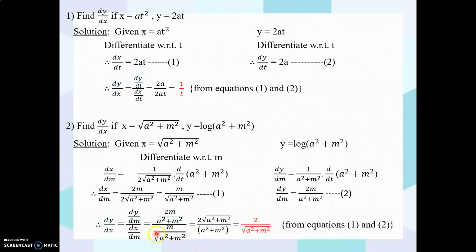Now dy upon dx is equal to dy upon dm upon dx upon dm, substituting both the values, and m cancel in the numerator. So 2 into root of a square plus m square upon a square plus m square. The denominator can be written as root of a square plus m square into root of a square plus m square. So one of the root of a square plus m square cancel from numerator and denominator. So the answer is 2 upon root of a square plus m square.